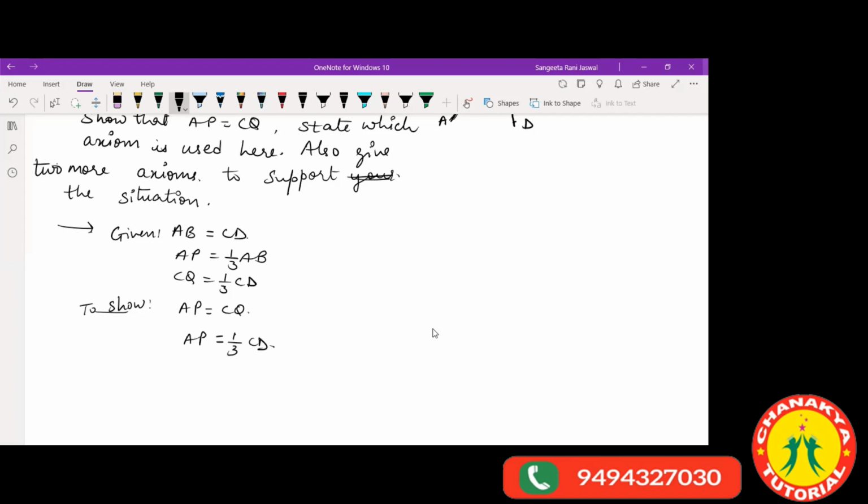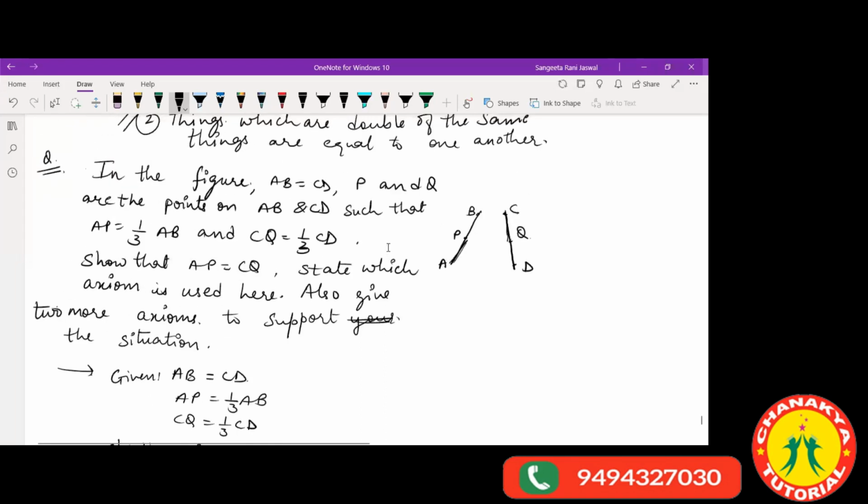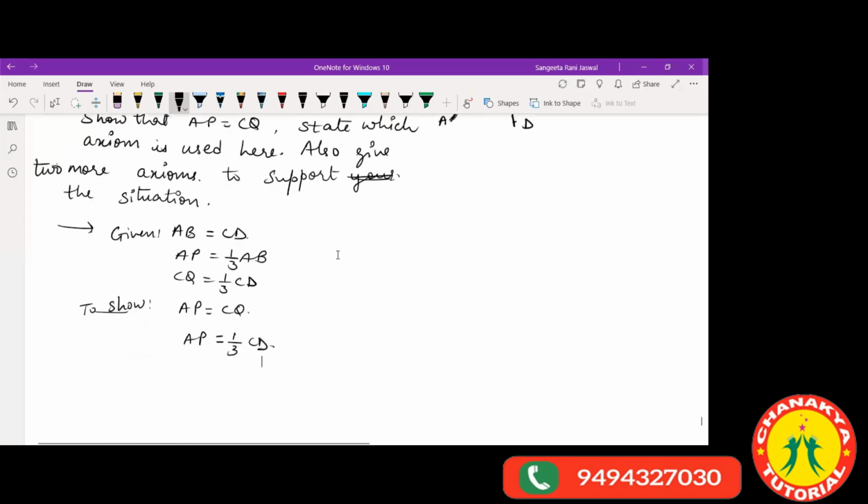What else can I do now? How do I write CD down? See the figure. 1/3 of CD is CQ. That means in place of 1/3 of CD, I can write CQ here.